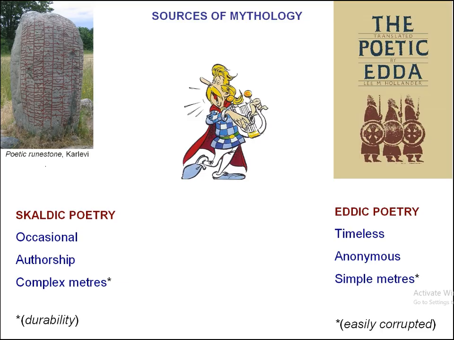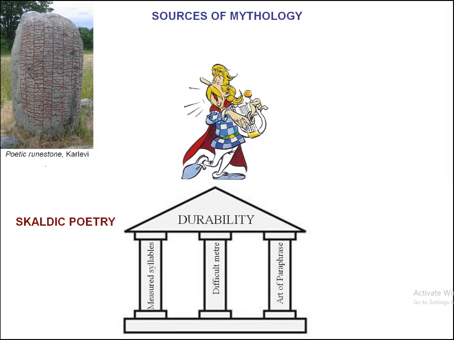And this has led to the notion that Eddic poetry can be heavily influenced by later agendas, whereas skaldic poetry is not easy to falsify, and therefore skaldic poetry is often used in order to quality check the authenticity of the information on mythology given by the Eddic poems. So what makes skaldic poetry so durable is a combination of thoroughly measured syllables, a very difficult meter, and the art of paraphrasing, which in turn falls into two branches.